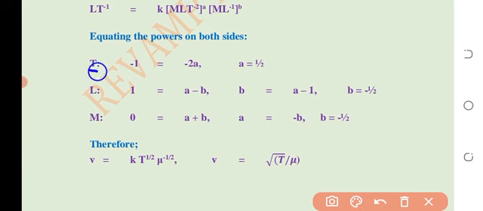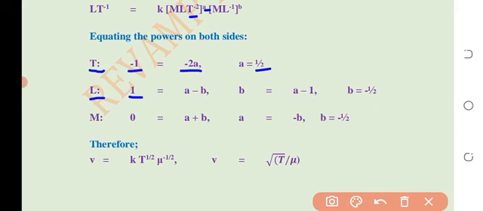Okay, equating the powers on both sides. For T, the power of T on the left-hand side is minus 1, while on the right-hand side we have minus 2a, because if you look at it very well, this T is carrying minus 2, and outside the bracket we have a. So minus 2 multiplied by a will give us minus 2a. If you check, there's no other T on the left-hand side. It means we have minus 1 equal to minus 2a, and that makes the value of a equal to half.